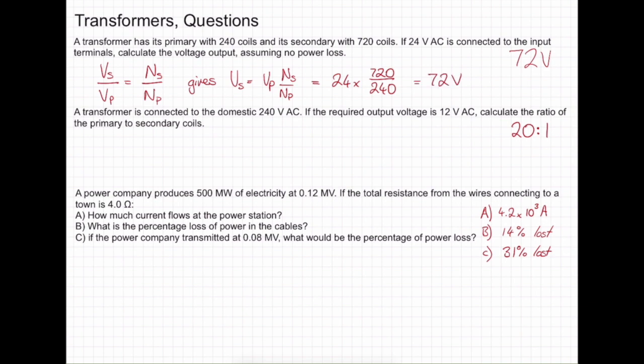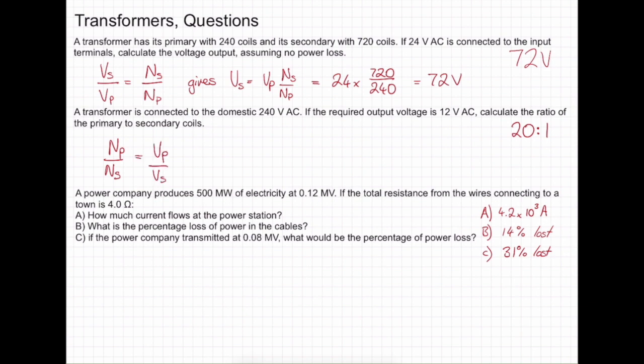A transformer is connected to a domestic 240 volts AC supply. If the required output voltage is 12 volts AC, calculate the ratio between the number of primary and secondary coils. In this situation, we're after a ratio of primary to secondary. So I'm going to look for the number of primary divided by my number of secondary. Putting in the rest of the equation, this is going to be equal to the voltage of the primary divided by the voltage of the secondary.